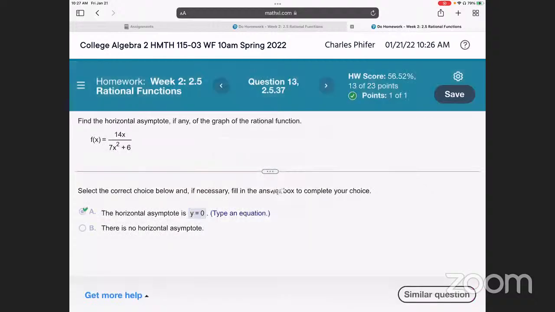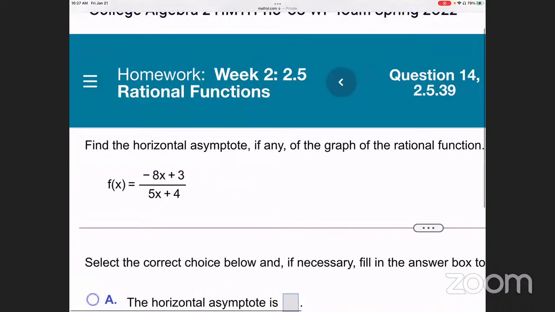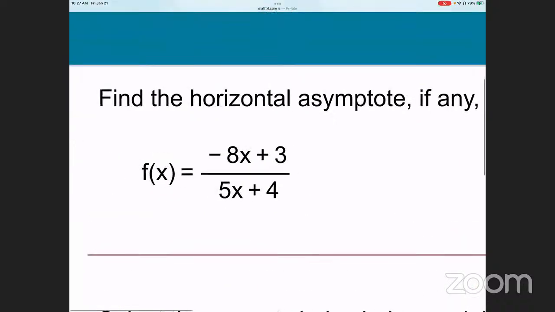Again, you have to stop me if anything is not clear, if we need to go back. Find the horizontal asymptote again. So for horizontal asymptote, we're comparing the degree of the numerator to the degree of the denominator. Now this is another one of those three cases. We saw the previous one is where the degree of the numerator was less than the degree of the denominator. This is another case where the degree of the numerator is equal to the degree of the denominator. When the degree of the numerator is equal to the degree of the denominator, your horizontal asymptote is going to be the ratio of your leading coefficients.